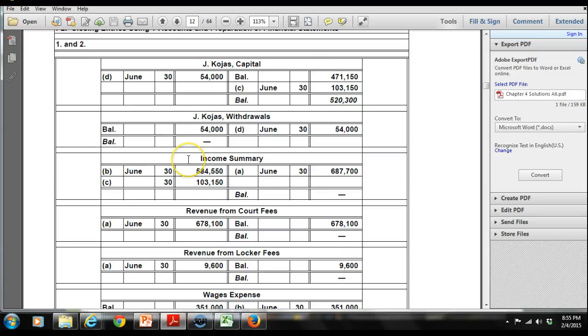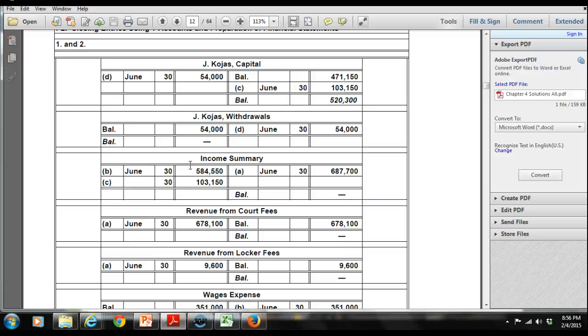We want to close that out, which means we're going to close it out by debiting 103,150, debit to the income summary, and our corresponding account in this journal entry is going to be the capital account, J. Cogis Capital, for a credit of 103,150. Remember, net income increases the capital account. So we now have closed out our income summary by closing that income summary out to J. Cogis Capital, which is the C entry of 103,150, a credit balance.